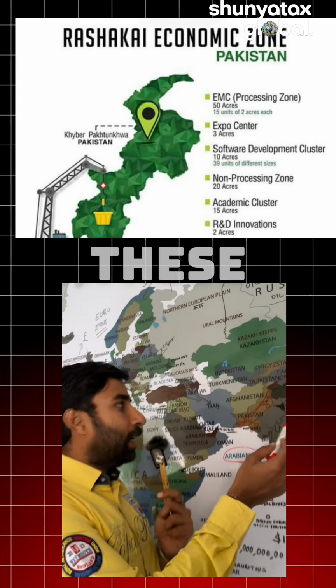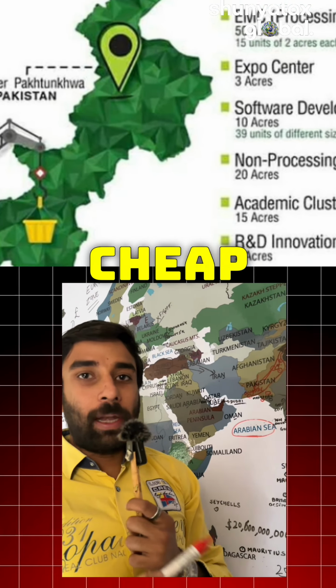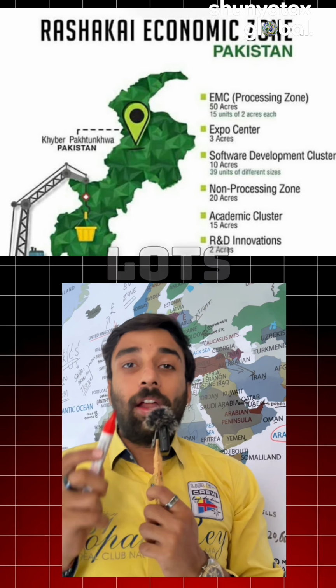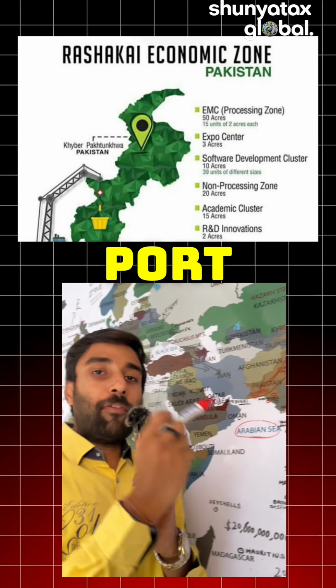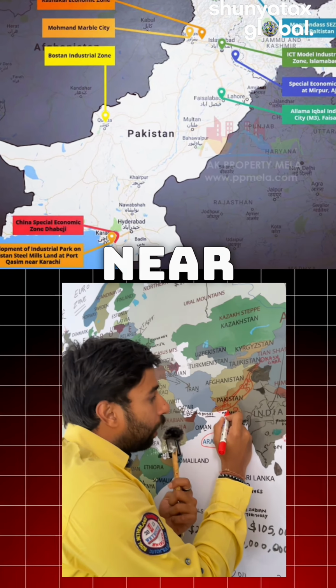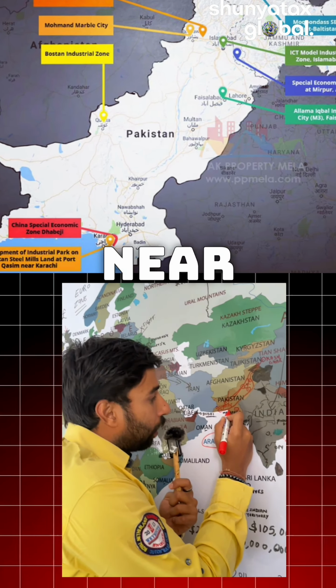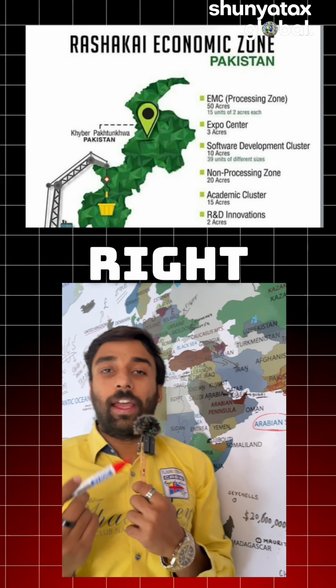Now to make sure that all these Chinese companies come and invest here, to enjoy the use of cheap labor and the rich resources of Balochistan plus access to the Arabian Sea, China has established lots of free zones and special economic zones in Pakistan, including the Gwadar port free zone, which is 3000 acres. Along with that, there is the Rashakai special economic zone near Islamabad. In Lahore, there is Allama Iqbal industrial city, and near Karachi, there is another special economic zone, the China special economic zone Dhabeji. And there are a lot of other special economic zones that you can see right here on the map.